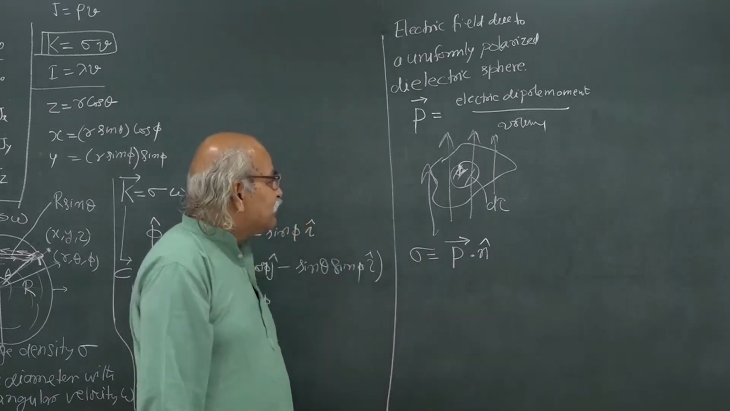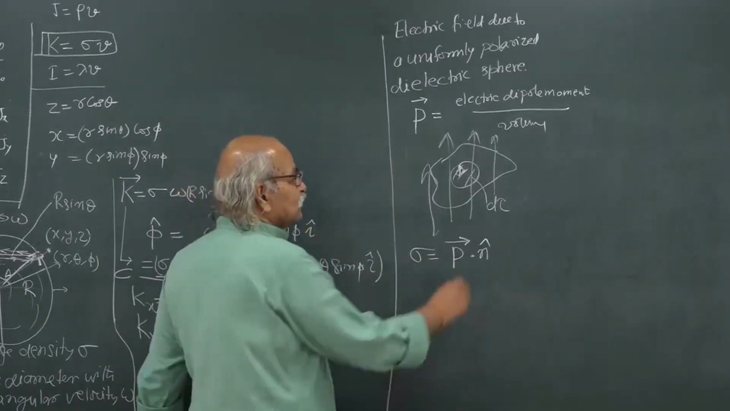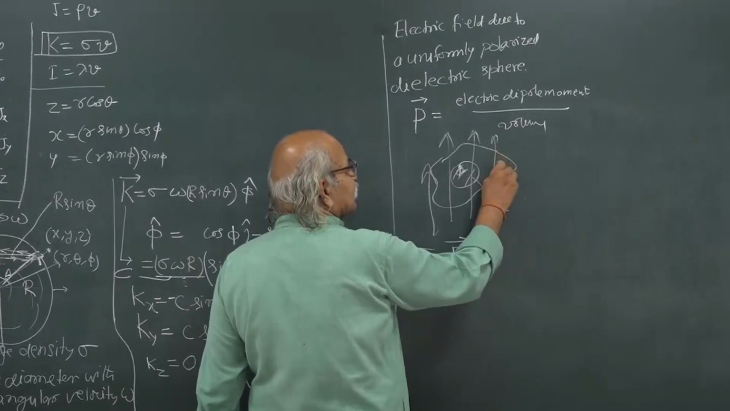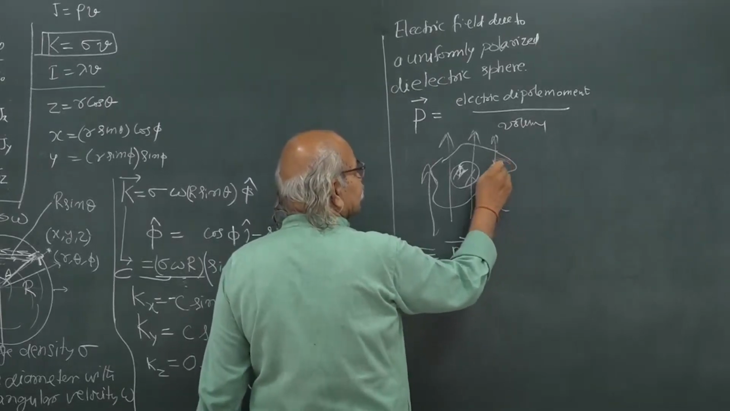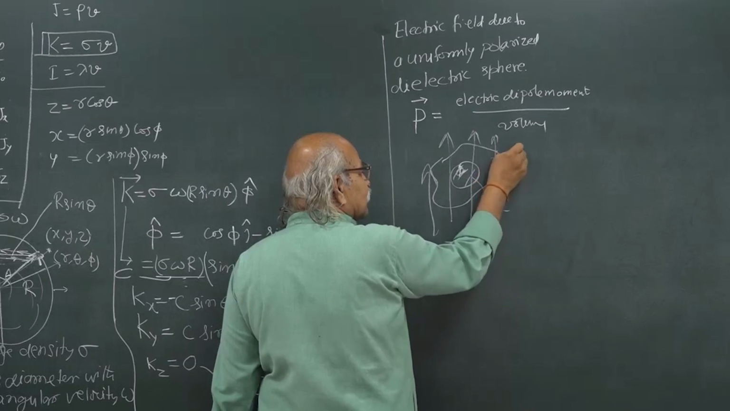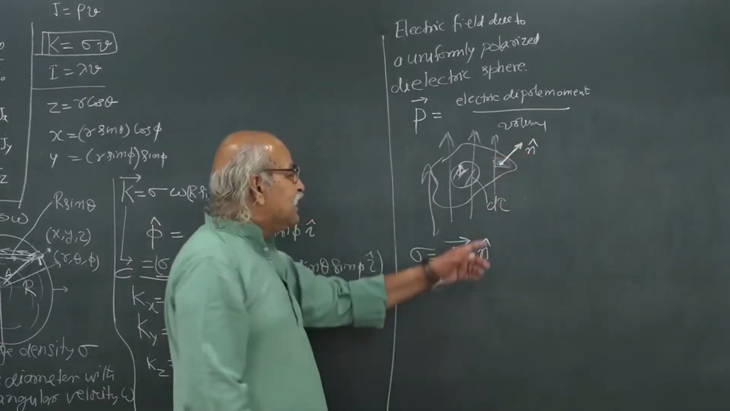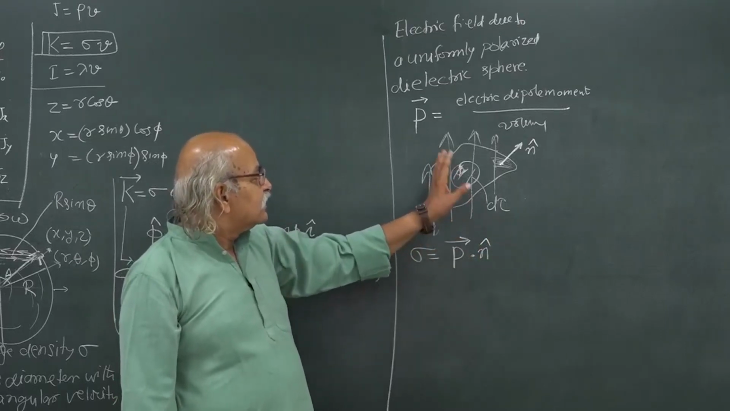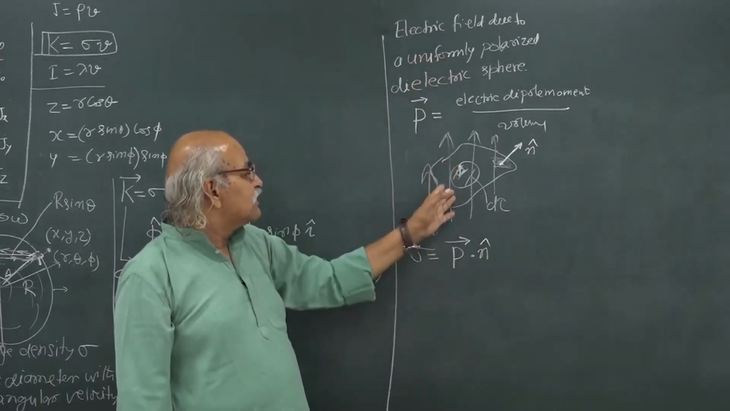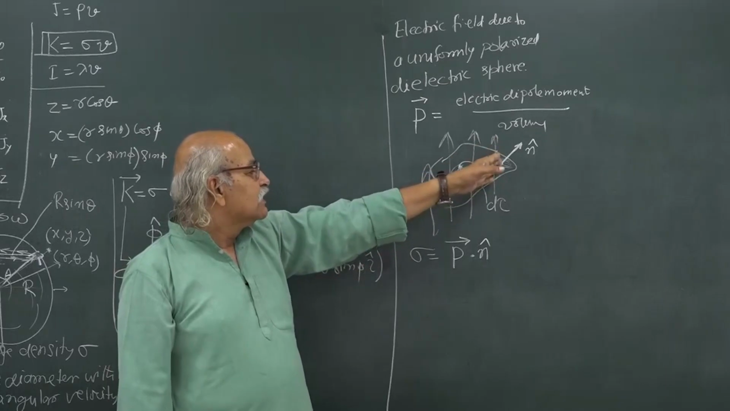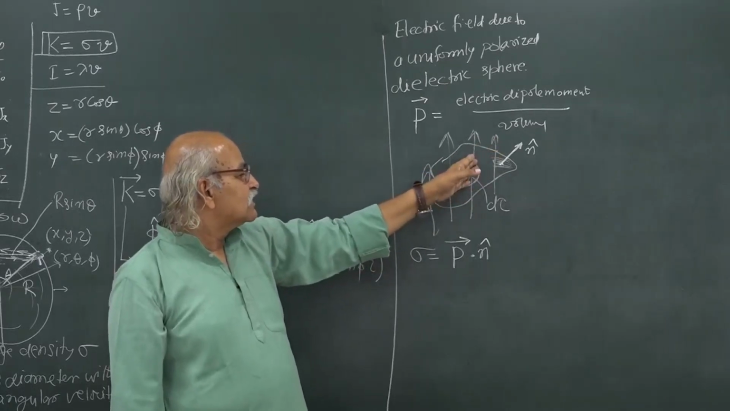And what is this n cap vector? Now, I am on the surface. So, suppose this is the surface, there is a point on the surface, and draw a normal, outward normal, that is n cap. So, P vector which is there, and uniformly polarized means everywhere is the same P, here also the same P, here also the same P.